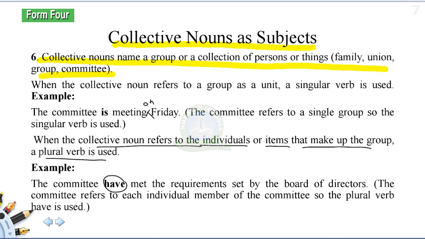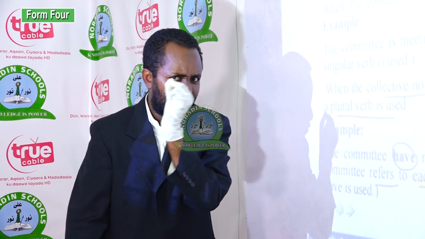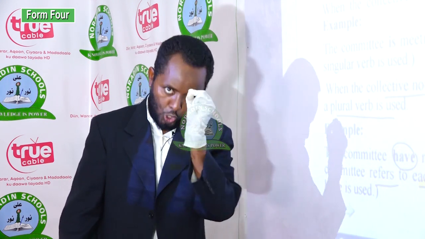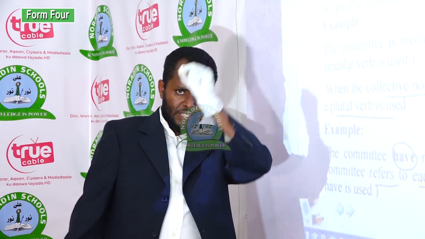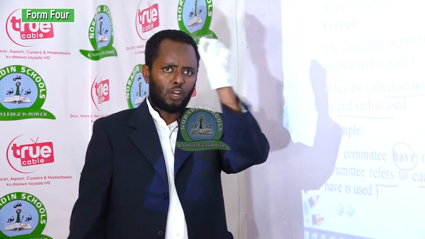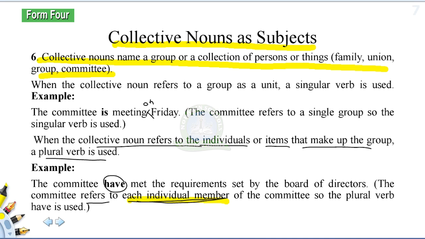So the committee refers to each individual member. If we are talking about each individual member of the committee, we use a plural verb. But if we are talking about the committee as a single unit, we use a singular verb. So "have" is used here.